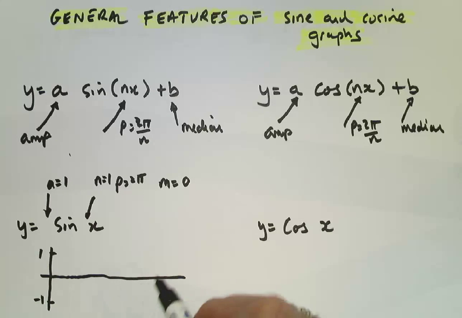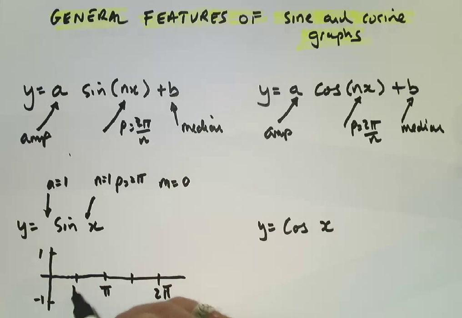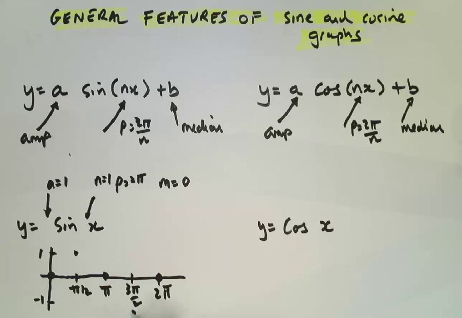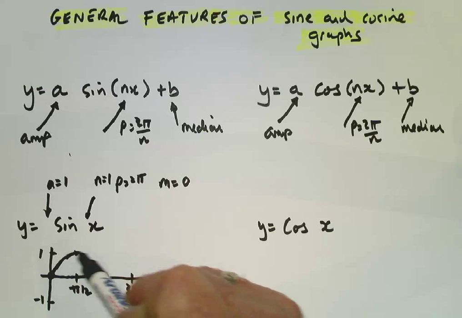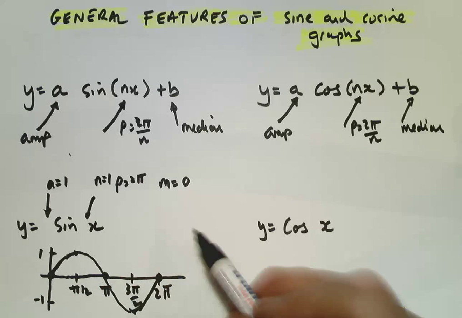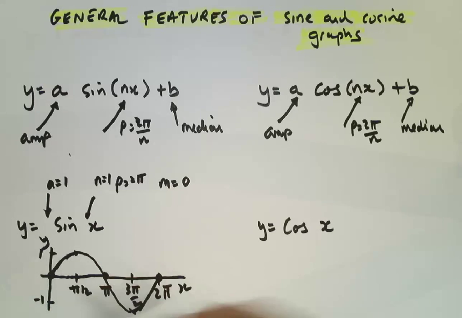We'll have a period of 2 pi, so I'll divide that into quarters. This will be pi on 2, 3 pi on 2. And my sine curve starts at 0, finishes at 0, in the middle will be 0, will be up there, and will be down there. So the curve will look like that. X, Y.